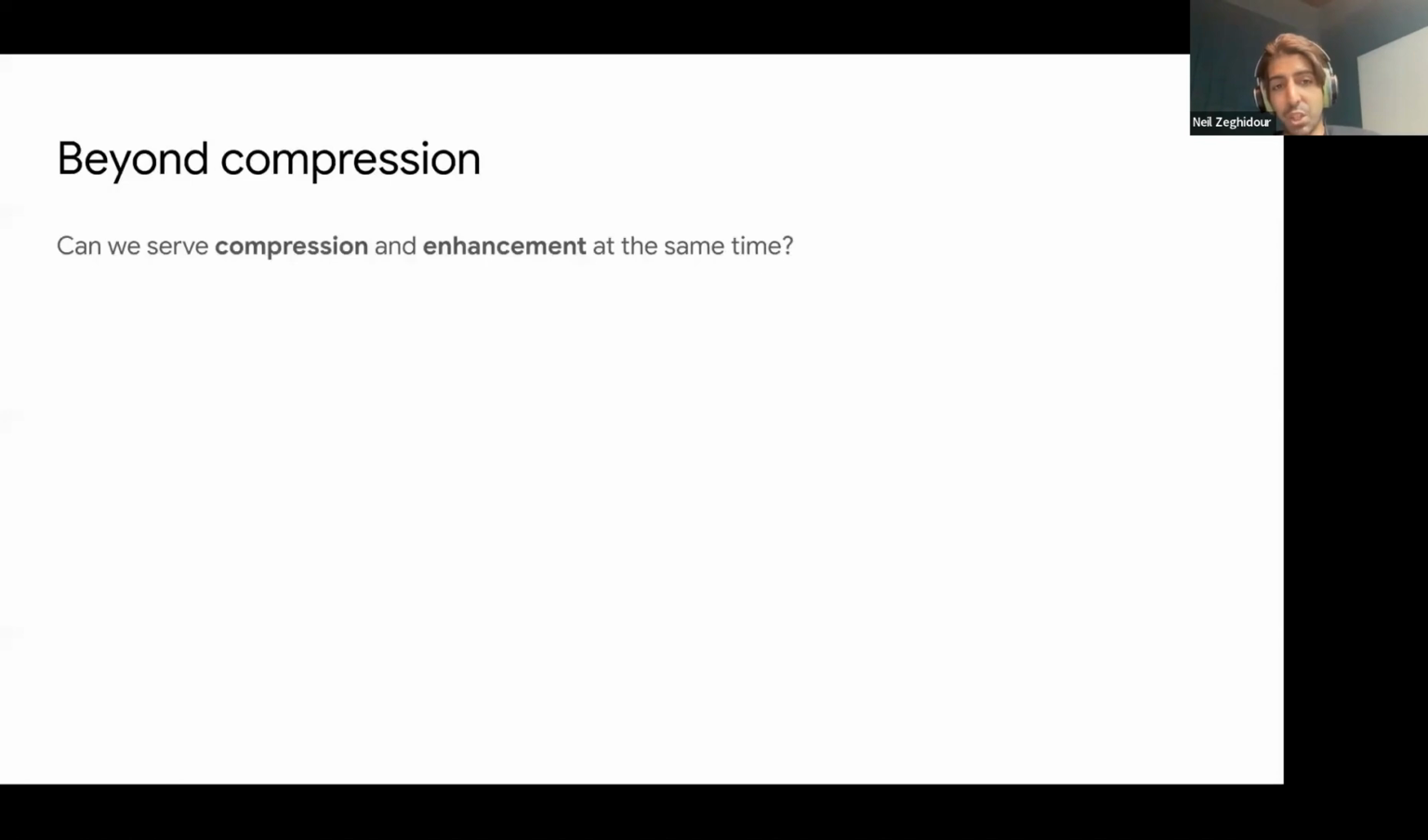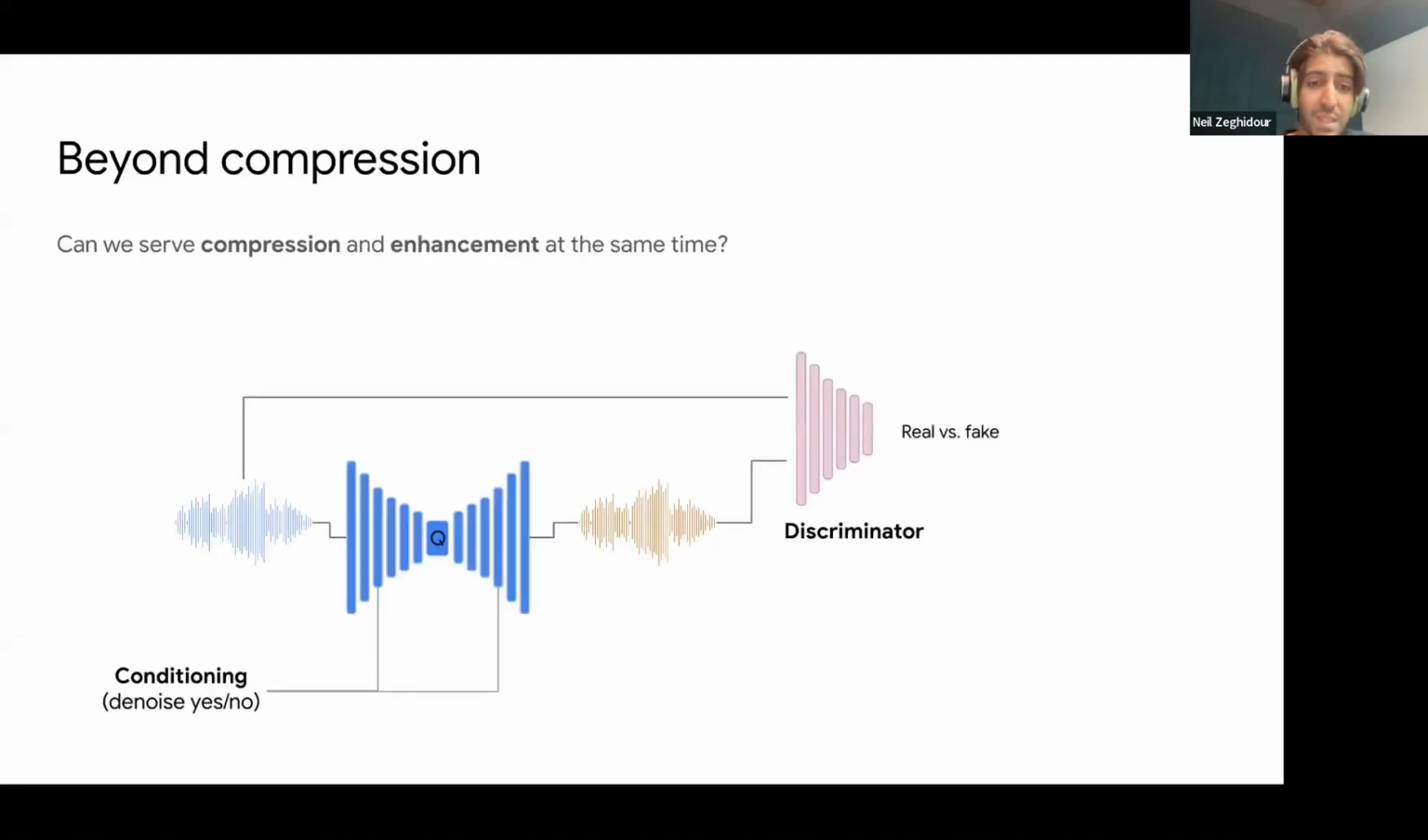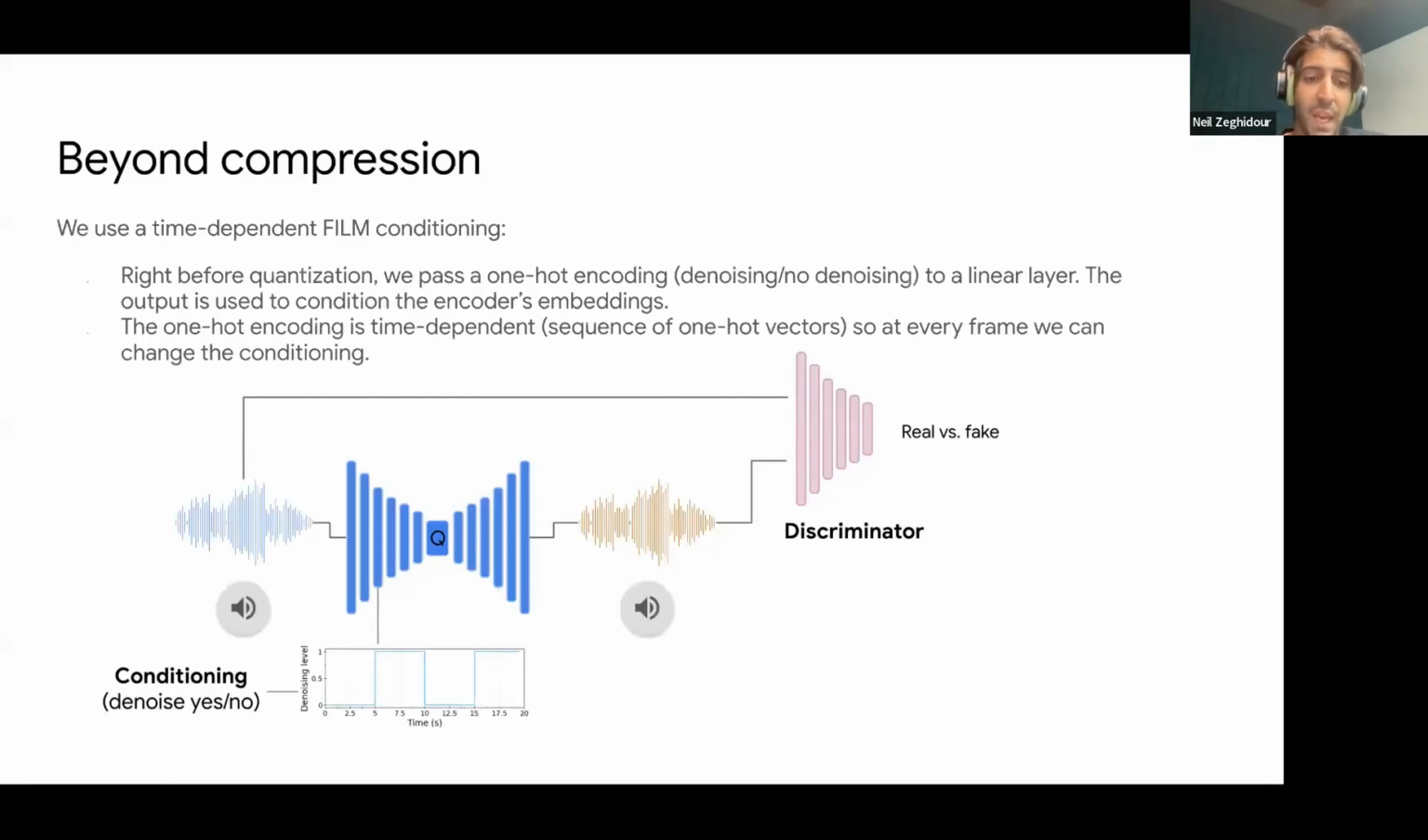So a final application that we wanted to add, and that is kind of easy to do in the context of deep learning, is to serve compression and enhancement at the same time. So basically, the idea is that we added an extra input to SoundStream that comes either on the encoder or the decoder side, and we made it time dependent. So it's kind of a binary value that evolves along time. And when it's 0, it means that we don't denoise. And when it's 1, it means that we denoise.